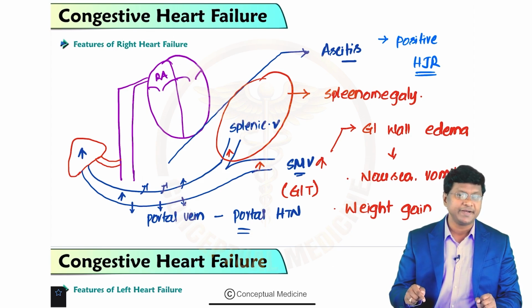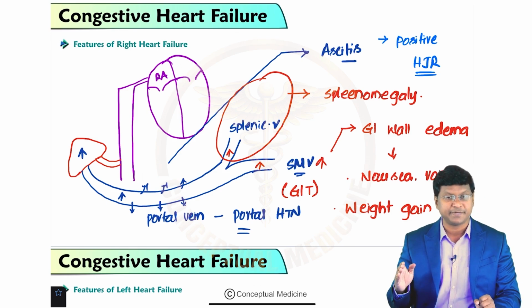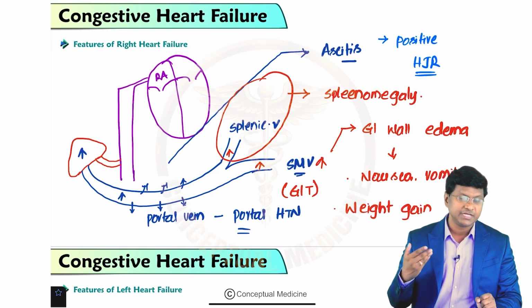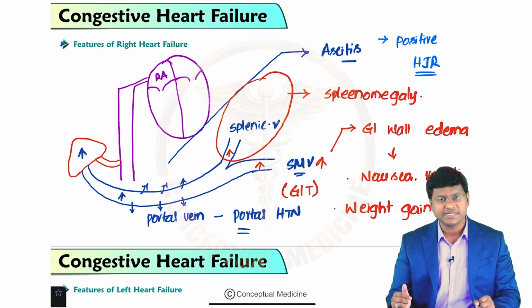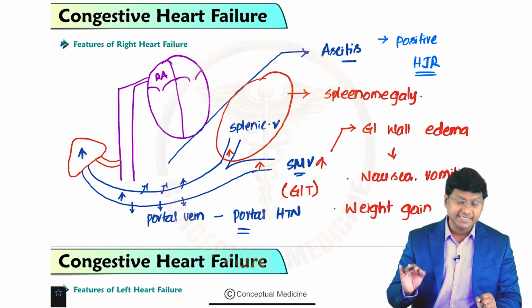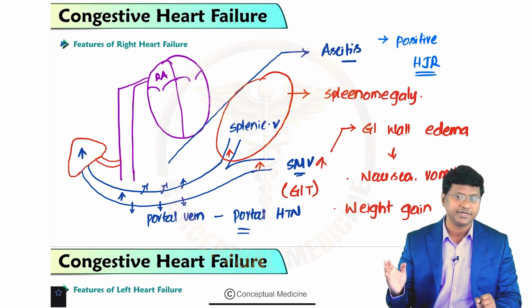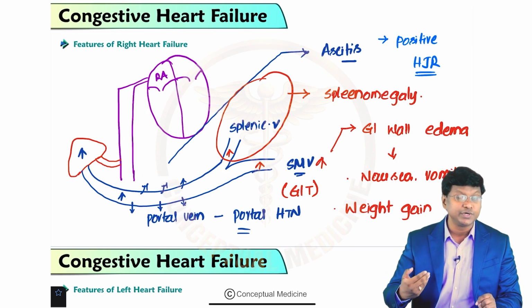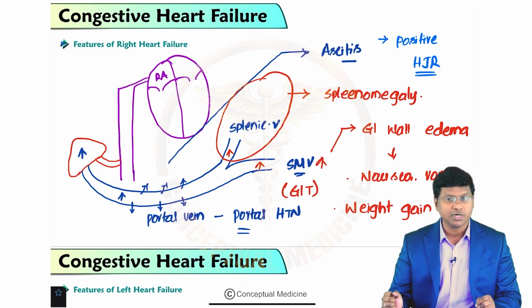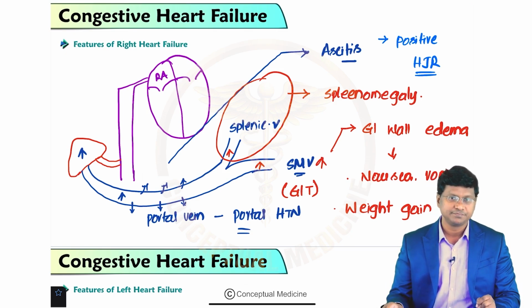But in a positive hepatojugular reflex, in spite of removing the pressure from the right hypochondrium, the jugular venous pulse is raised above 3 centimeters, and that will be sustained. Even removing the pressure on the right hypochondrium will not make the JVP return back to normal. That is what is called a positive hepatojugular reflex, right?